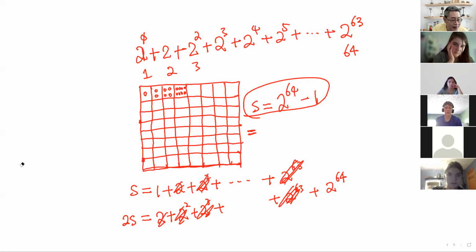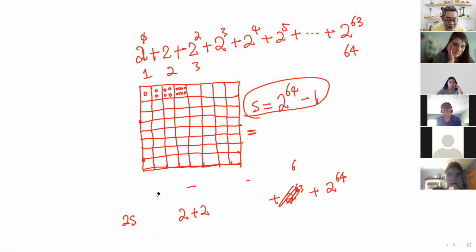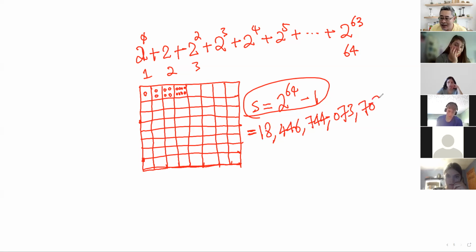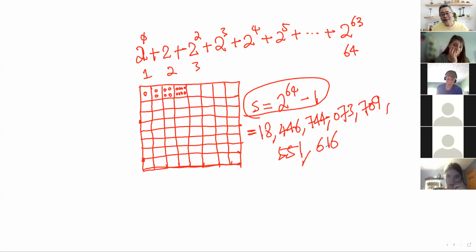All right, well, let's see how big. I mean, using a calculator you'll figure it out. I'll write it down and see. This is going to take a while. 18,446,744,073,709,551,616. That's how big it is.